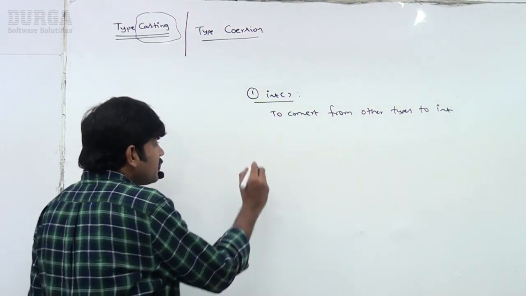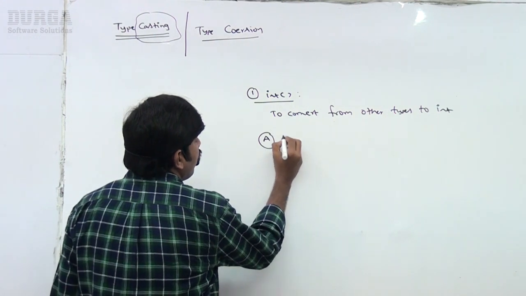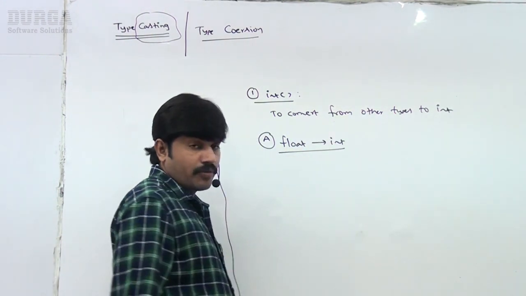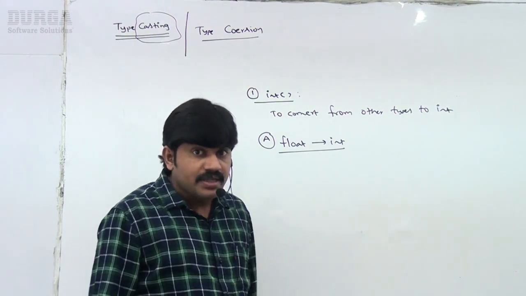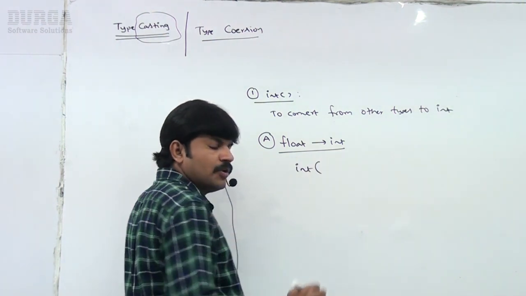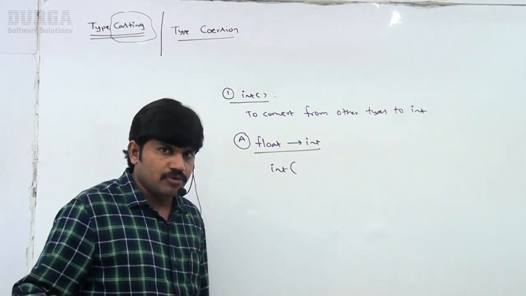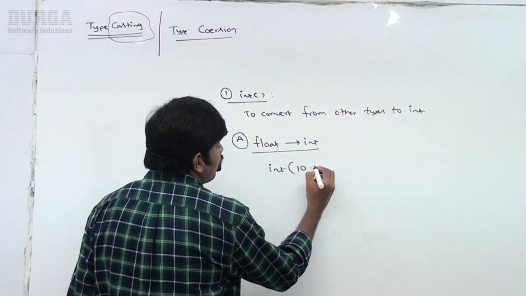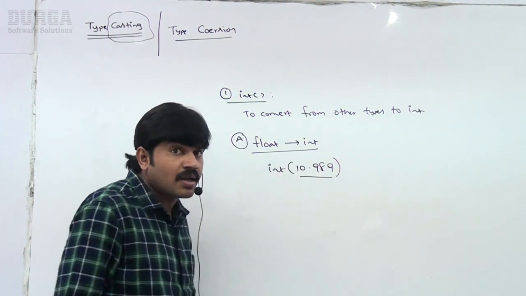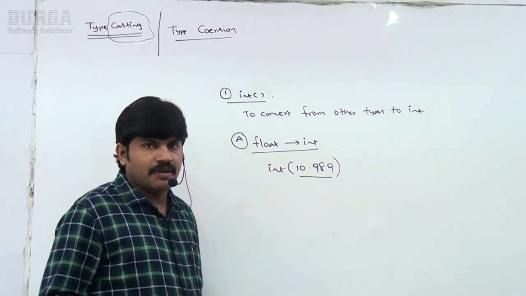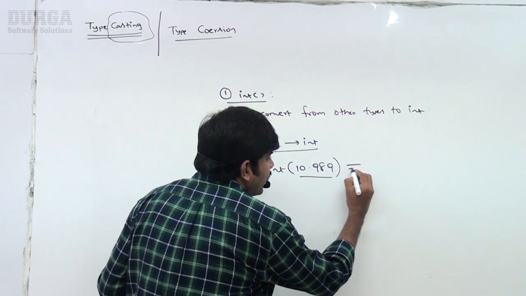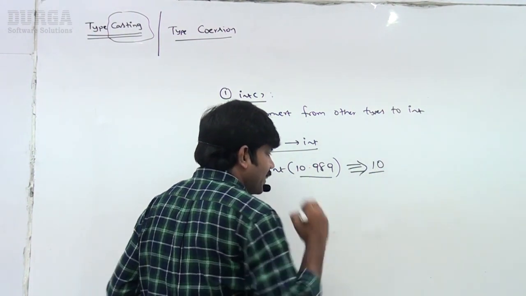The first thing I have to discuss is float to int conversion. I have a float value and I want to convert the float value to int. What is the option? Very simple, sir. int of, you can pass any float value, no problem. Now I have 10.989, which is a float value. I want to convert this float value to int type. What is the output we are going to get, sir? Very simple, 10 we are going to get.